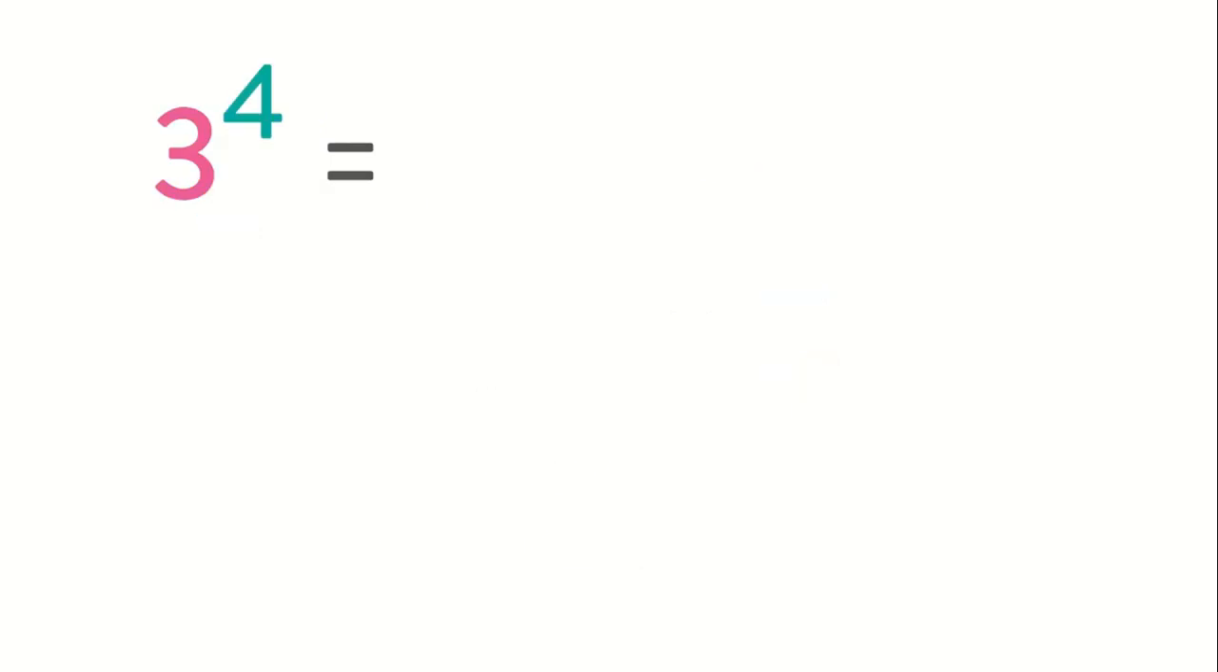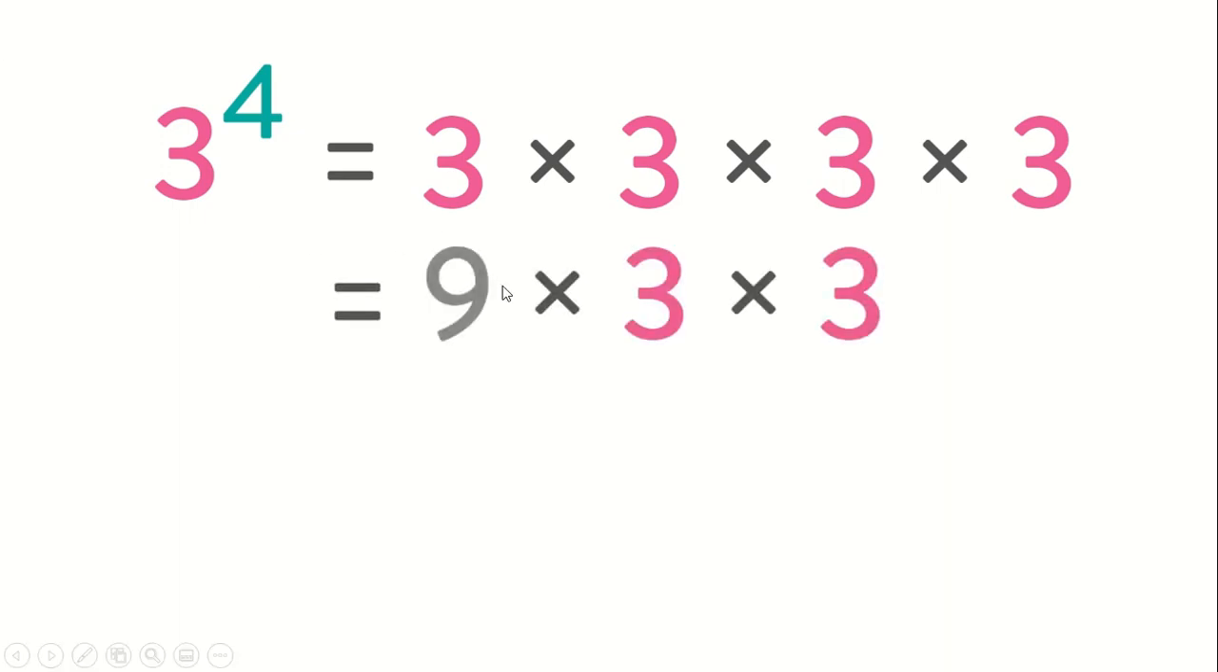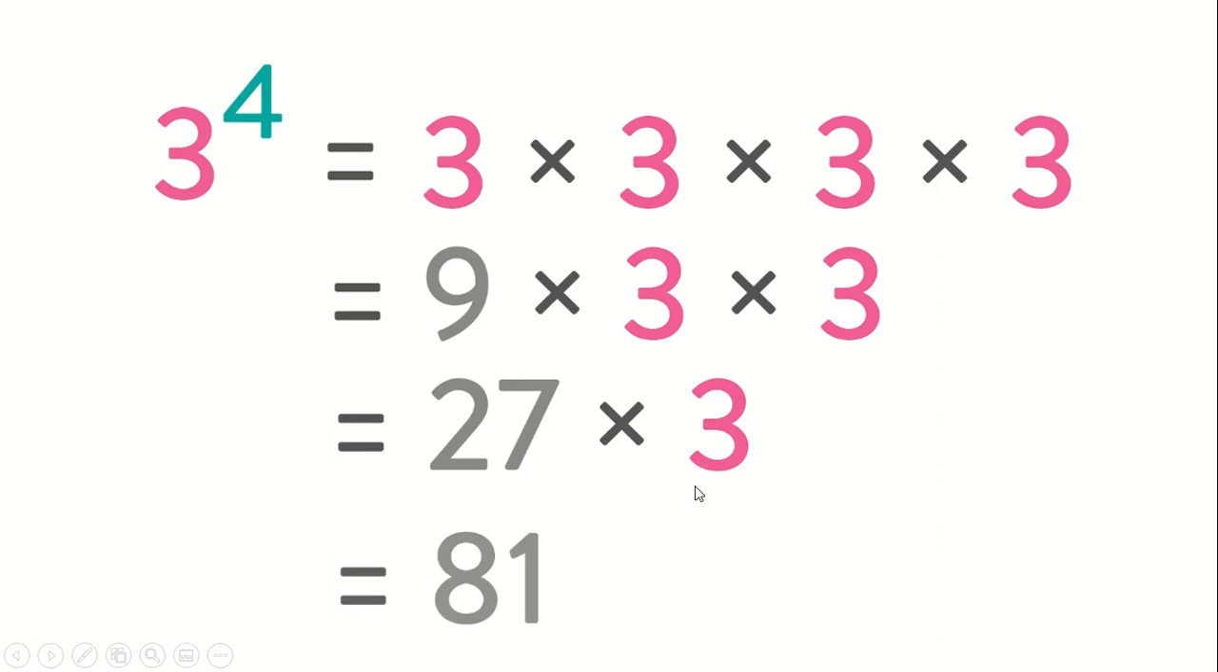Let's try another example. This is 3 raised to the power of 4, or you can just say 3 to the power of 4. That means you need to multiply 3 by itself 4 times. Then we multiply 3 times 3, that's 9. Then 9 times 3 is 27. And finally, 27 times 3 is 81.